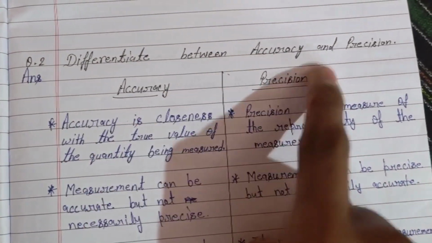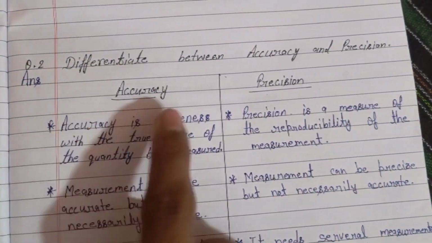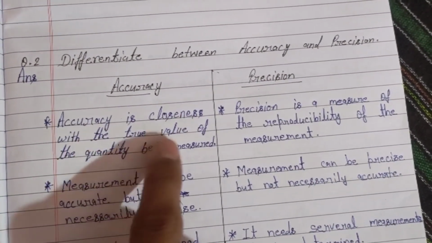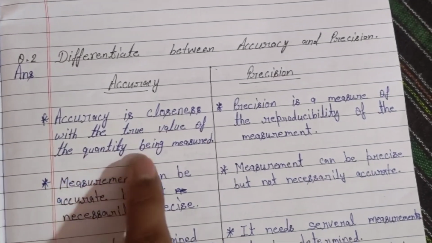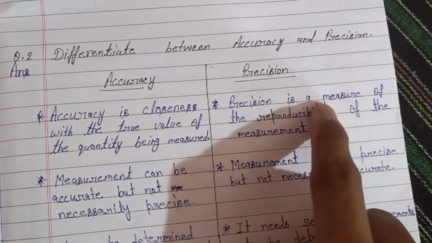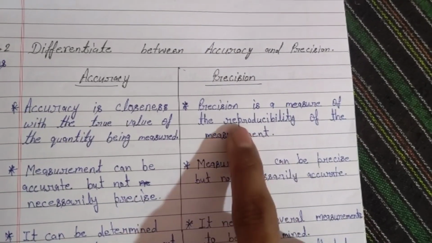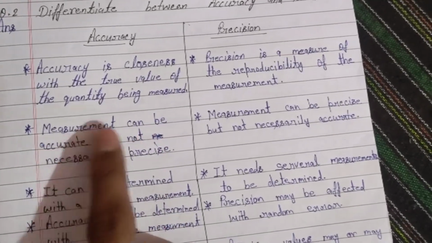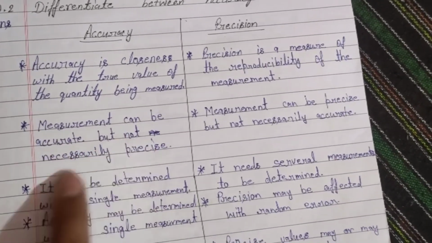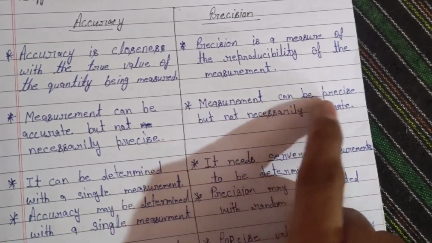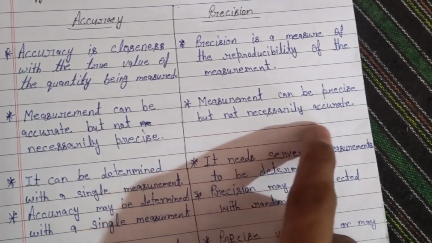Differentiate between accuracy and precision. Accuracy is closeness to the true value of the quantity being measured. Precision is a measure of the reproducibility of the measurement. Accuracy: a measurement can be accurate but not necessarily precise. Precision: a measurement can be precise but not necessarily accurate.